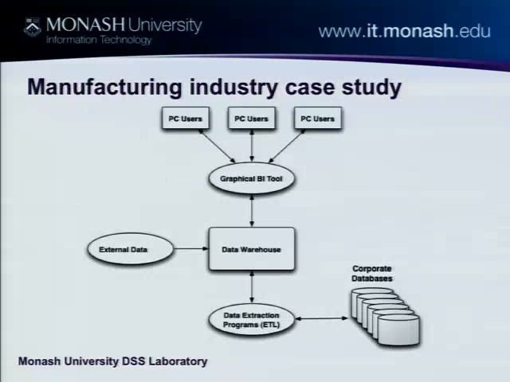Okay, so the next one, this is a manufacturing industry case study. From memory, it was a cement company. So the main product they produced was cement, concrete. Bags of cement that turns into concrete.